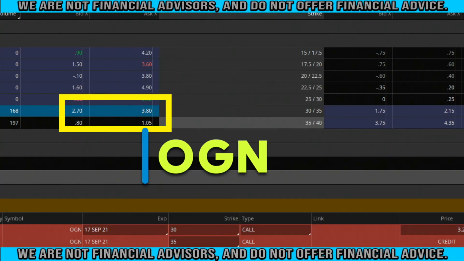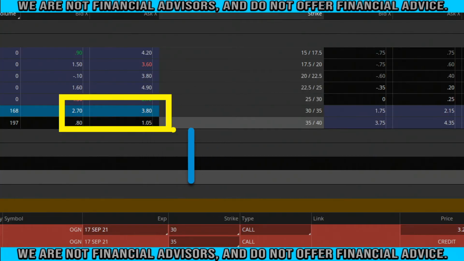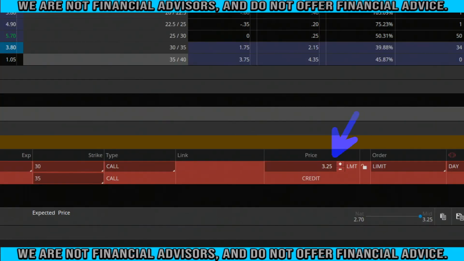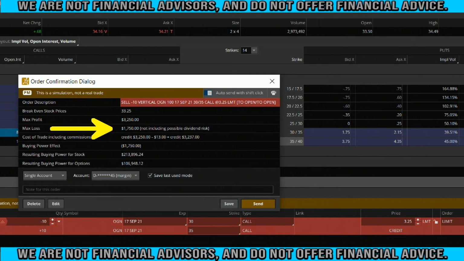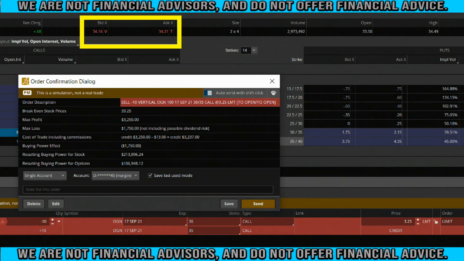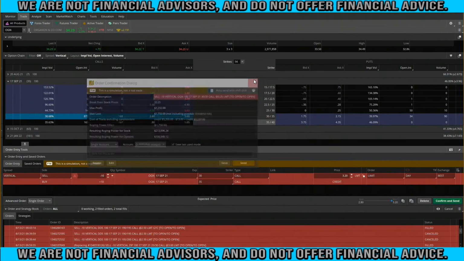We got a spread of $2.70 to $3.80 on a $5 strike, which is great, meaning that we can get in at better than a 1-to-1 ratio. Risk, $1,750, $3,250 reward. Again, you're going to take your first target off at 50% profit and then potentially let your winners run. The break-even price is $33.25, which is a little bit higher than where we are right now at $34.20. Not too bad for the risk to reward.